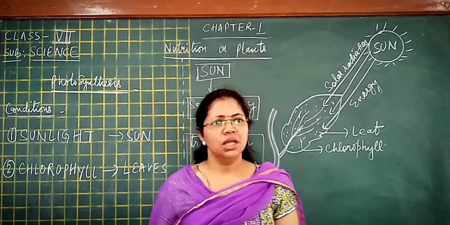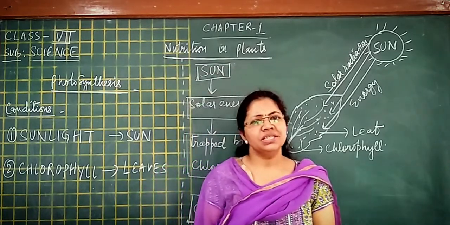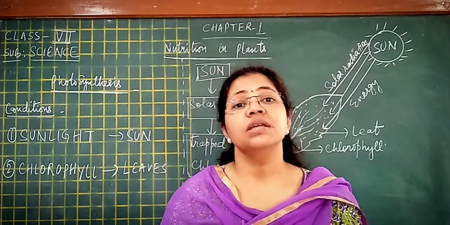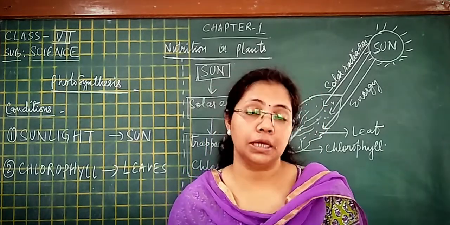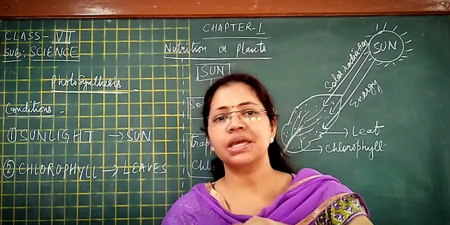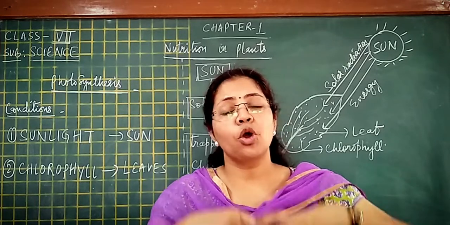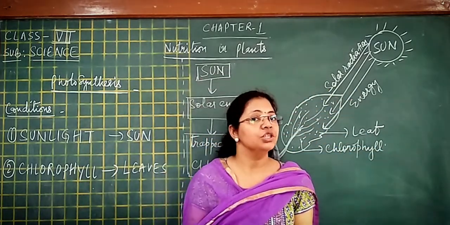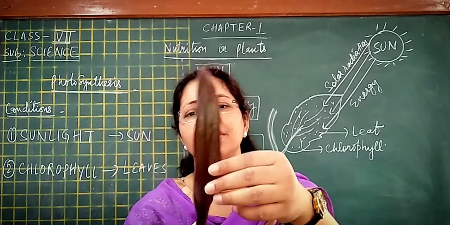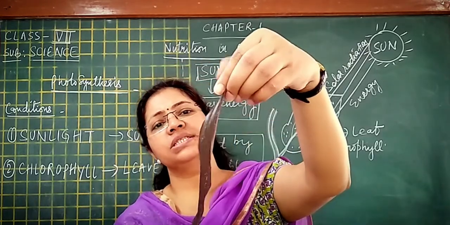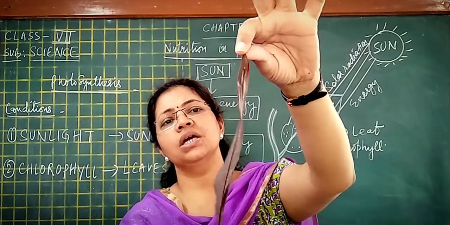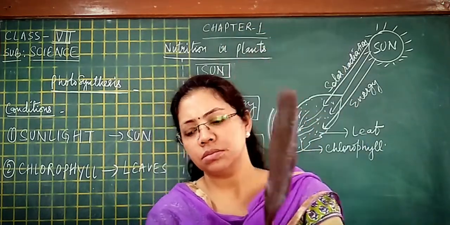Right, students? But students, you might have seen that in certain plants, the leaves are not green. I told you that leaves of a plant appear green in color because they contain the green pigment called chlorophyll. But say for example, I am having this leaf. It is not green in color. It is having brownish color.